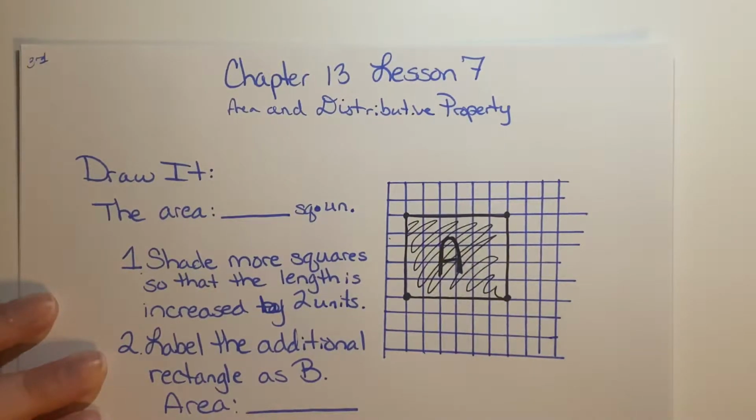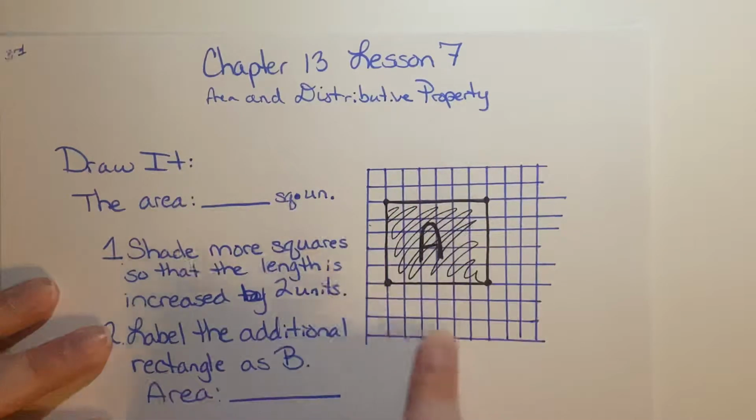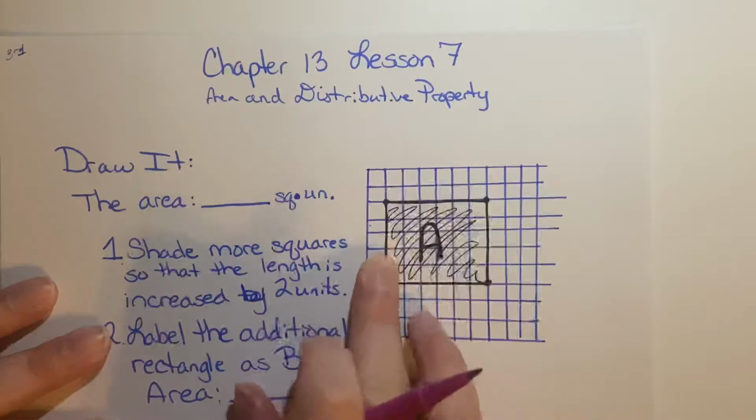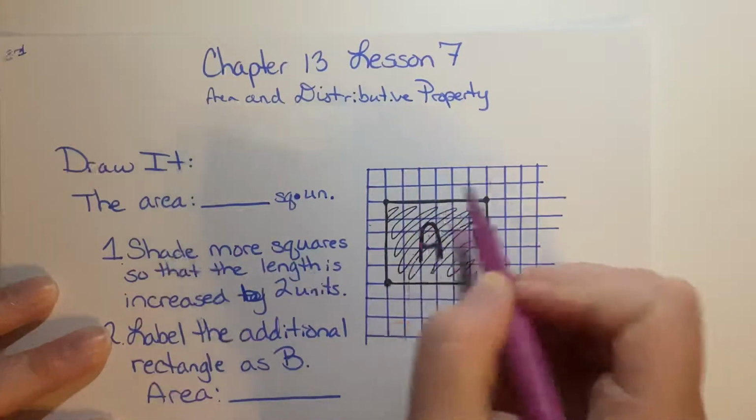Hey guys, today we're doing chapter 13, lesson 7, area and the distributive properties. We're going to talk a little bit more about that. If you look at your draw it part of it, you see this lovely 10 by 10 grid with this shape here. So let's look at the shape and see what the area is.